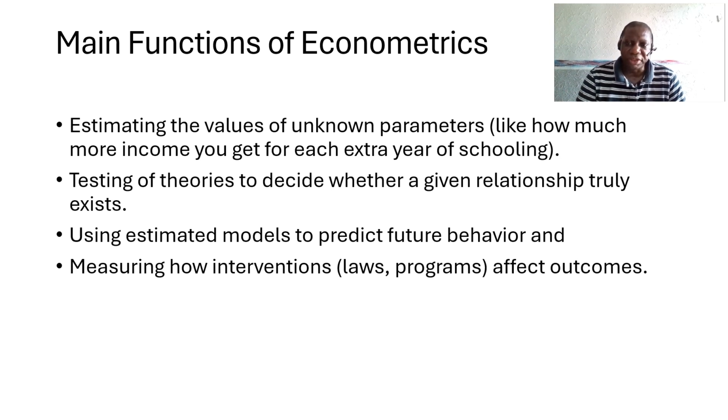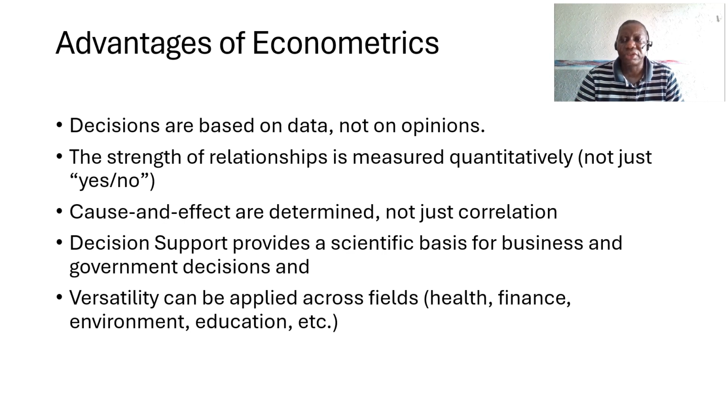Then econometrics is used to test theories. Some people have defined it as test of theories to actually find out whether the relationship truly exists. Because the relationship may exist in certain region, but in certain region, it may be a different ballgame. We use econometrics to estimate models. And after estimating the models, we use the model to predict future behavior and to assess policy and programs. That is to look at how policy and programs affect diverse outcomes.